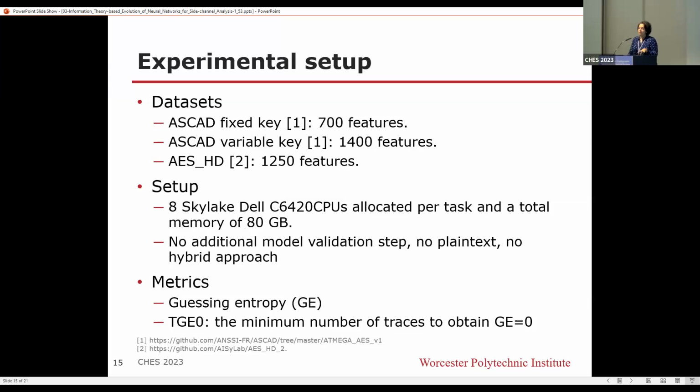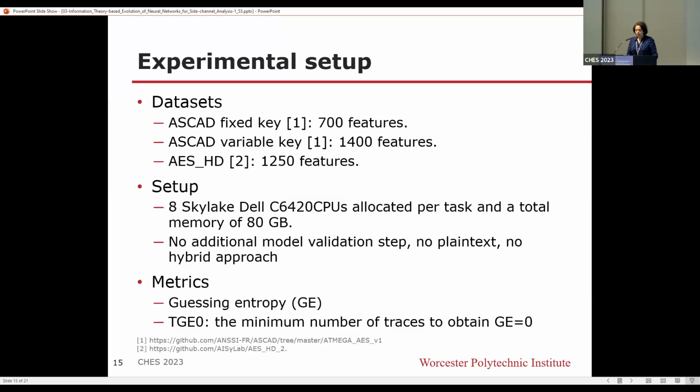No additional model validation has been used in the study. So whatever you see, it's pure InfoNEAT. No plain text, no hybrid approach like combining a neural network with a template attack, none of these possible variants has been taken into account. Whatever you will see is just pure NEAT without any specific pre-processing on the traces.